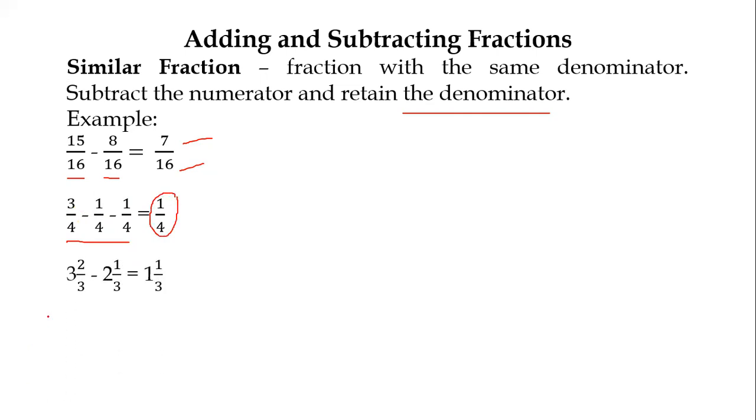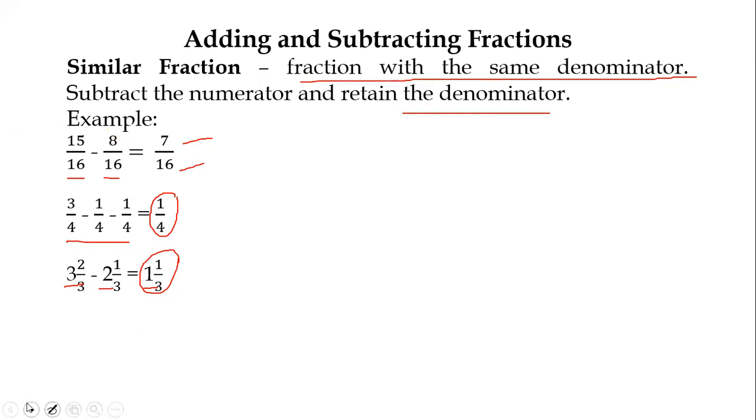Next, kapag naman mixed number, siyempre, unahin natin yung whole number. So 3 minus 2 is 1, and then 2 minus 1 na numerator is 1, then copy the denominator. Okay, napakadali. So that's how you're going to add and subtract similar fractions. Ulitin ko, pag sinabing similar fraction, fraction with the same denominator.